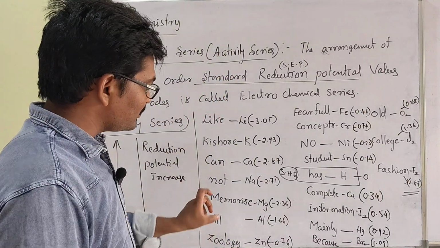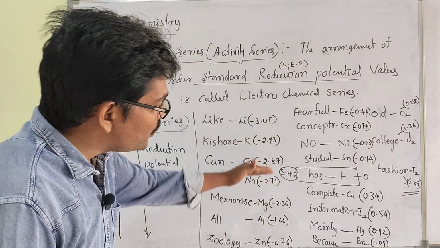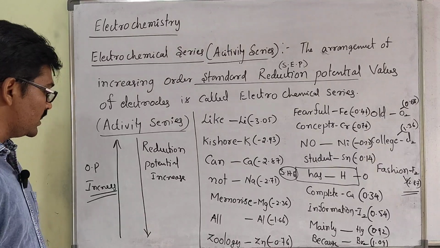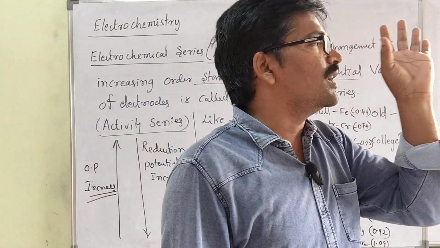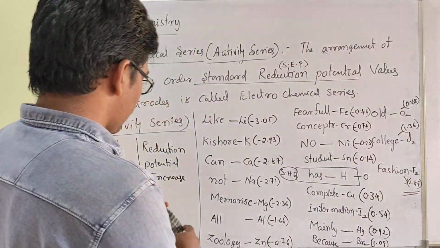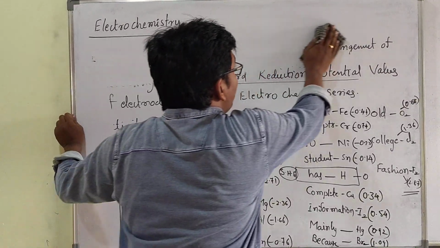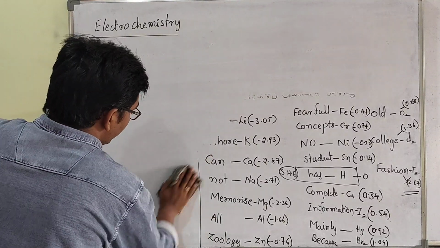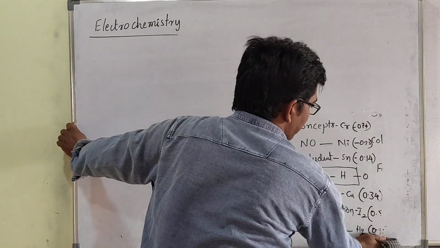So next one, observe it carefully. These values from top to bottom increase. Top to bottom, reduction potential values increase. Then bottom to top, oxidation potential values increase. Okay, clear? Now what are the uses of the electrochemical series that we have to discuss? Then after that, we'll discuss what problems they will give based on it. Okay, clear.